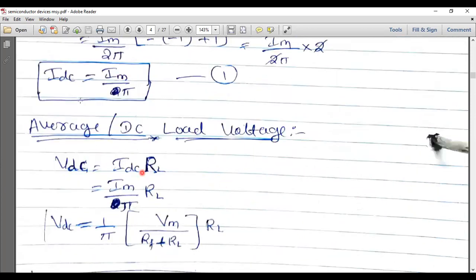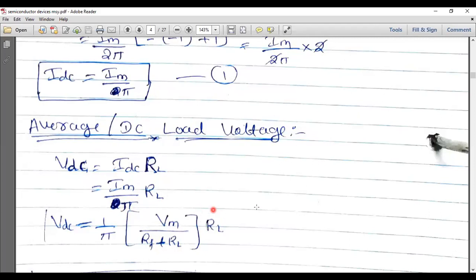Next, for the voltage: once IDC is calculated, we can multiply it by RL. Im by π divided by, into RL. And the Im equation we can also write as Im equal to Vm divided by Rf plus RL. This RL we will keep as it is here now.